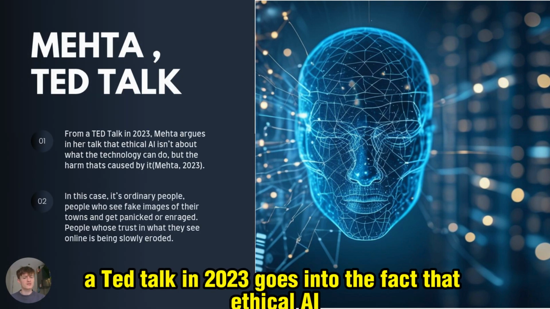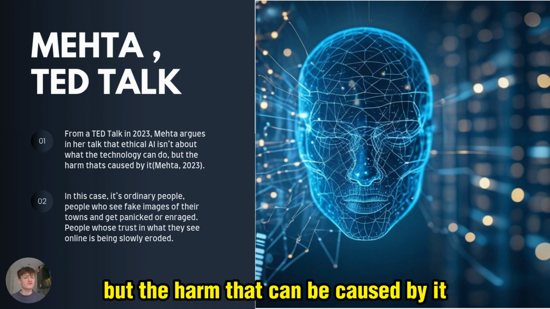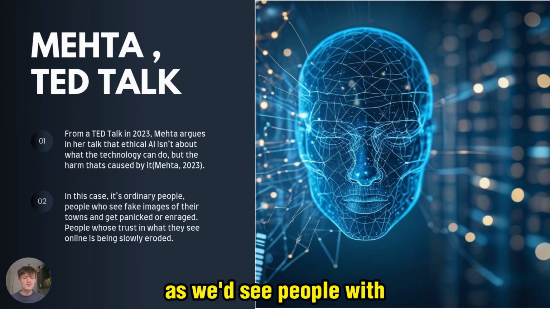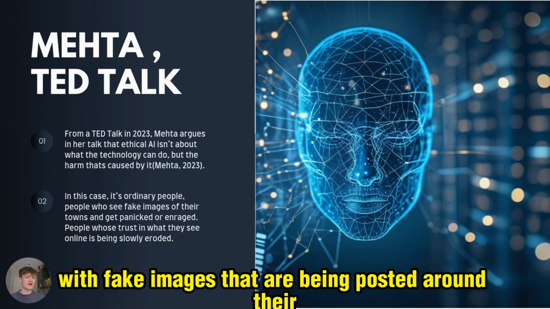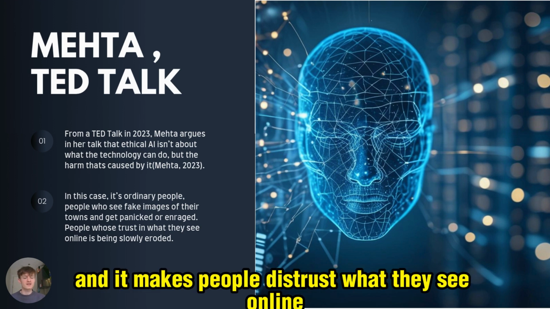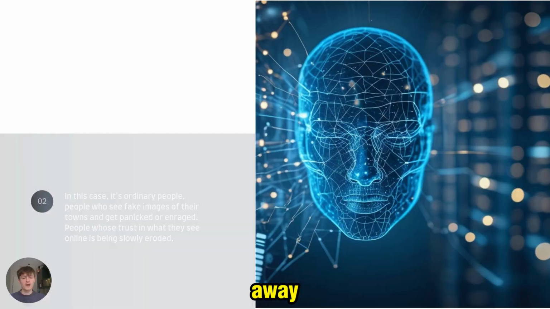A TED talk in 2023 goes into the fact that ethical AI isn't about what the technology itself can do, but the harm that can be caused by it. And in this case, this really relates to what they're talking about, as we see people with fake images being posted around their local area, and it makes people distrust what they see online, and the trust that we have online is being slowly eroded away.